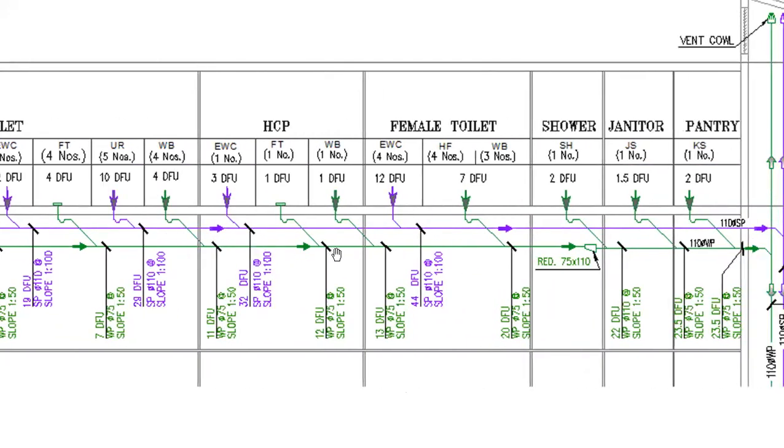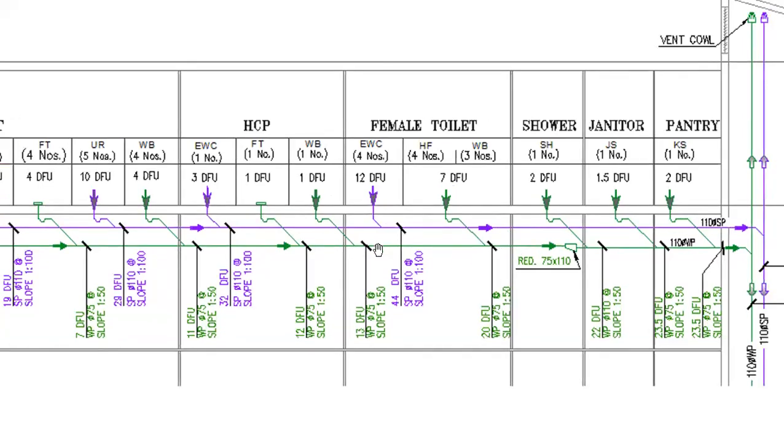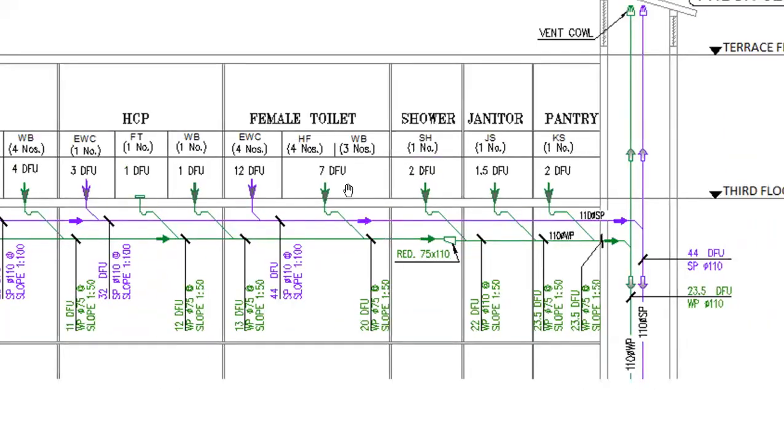So likewise, if we take up to here, here there are 4 health faucets plus 3 wash basins. For each health faucet, 1 fixture unit we are going to take. For the wash basin also 1 fixture unit, each wash basin 1 fixture unit. So 4 plus 3, 7 fixture units will come. 7 plus 13, 20 fixture units are there.